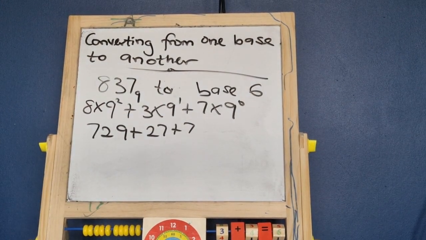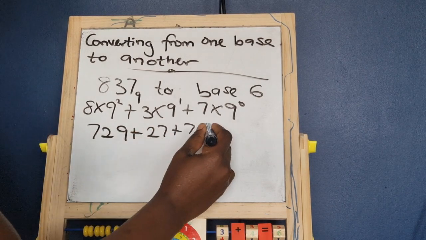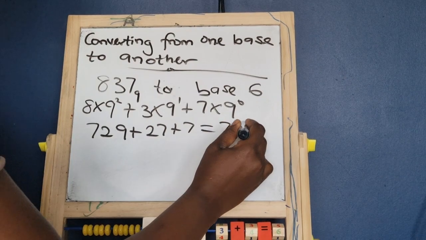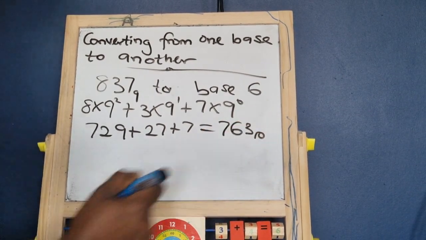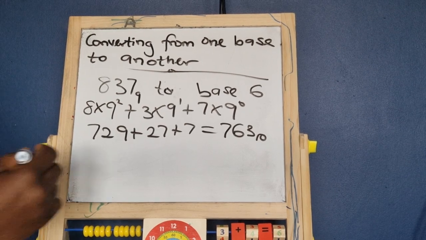So we have 729 plus 27 plus 7. That would give 763. 763 base 10. We then convert it from base 10 to base 6.